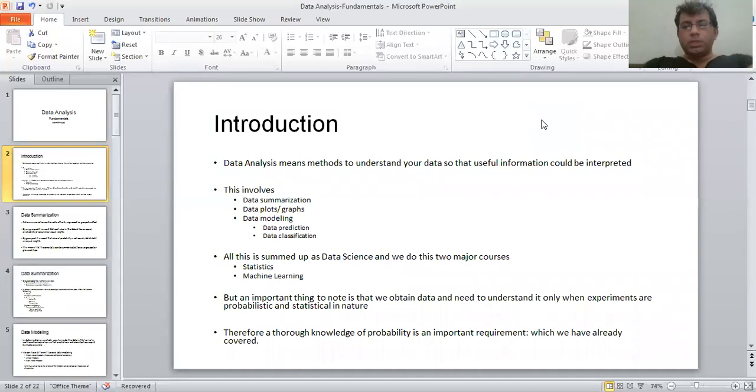Data analysis basically means methods to understand your data so that useful information can be extracted from it. Now, this is a very, very important point.